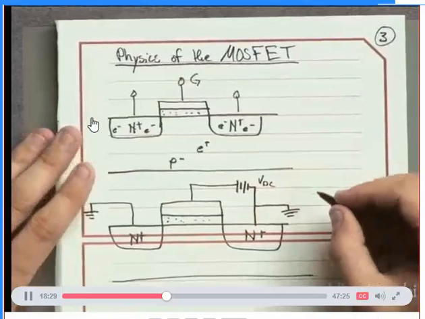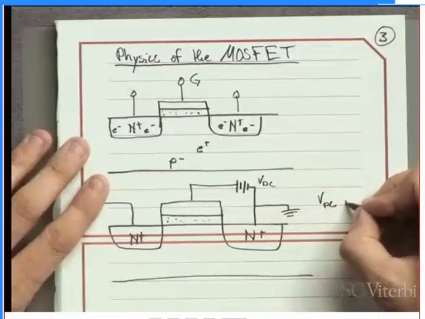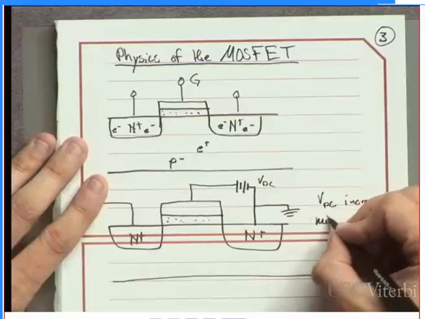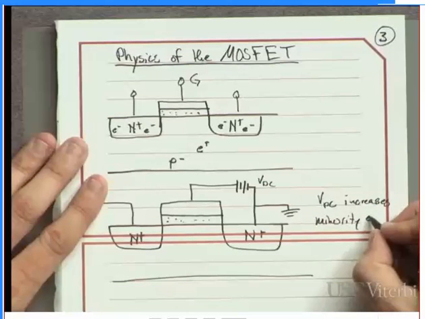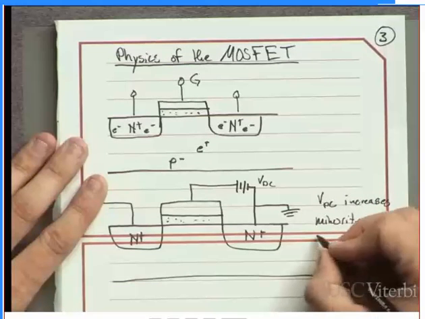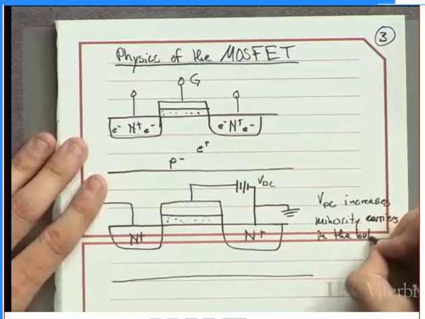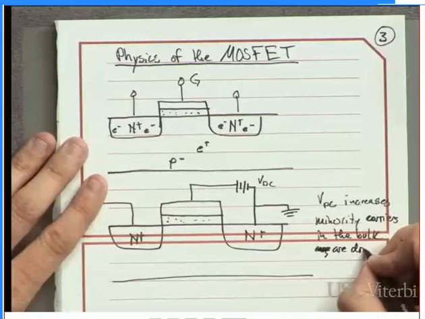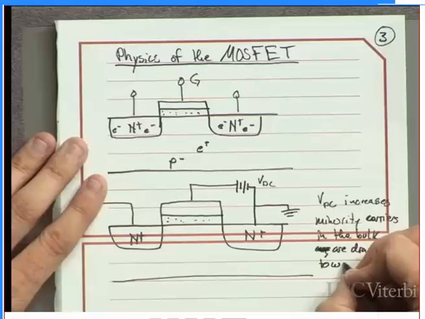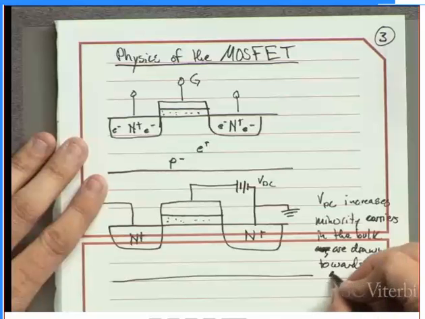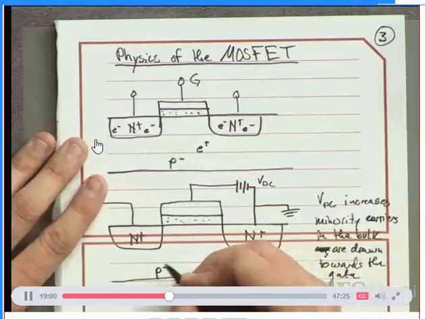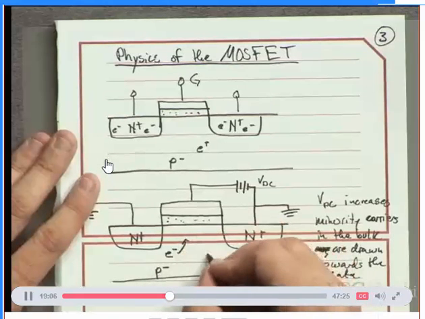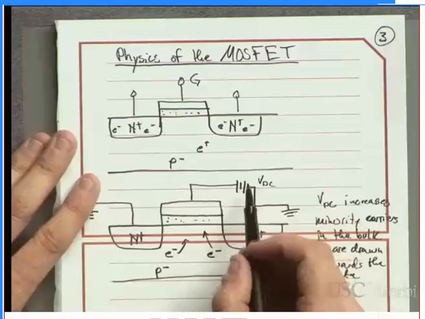So as VDC increases, minority carriers in the bulk are going to be drawn towards the gate. So this is P minus down here, which means that the minority carriers down here are the electrons. So my electrons are going to be drawn up here by the field induced by this voltage source.